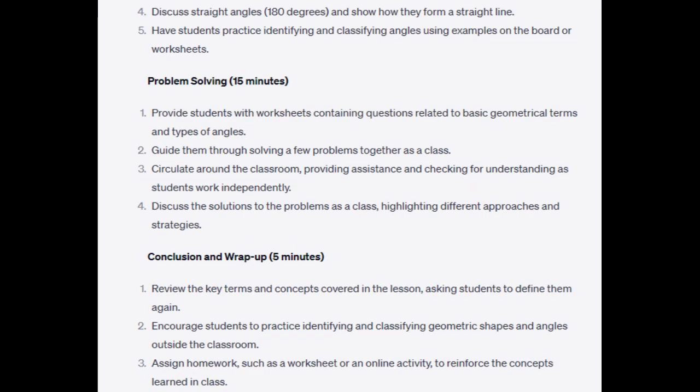Discuss straight angles, 180 degrees, and show how they form a straight line. Have students practice identifying and classifying angles using examples on the board or worksheets.